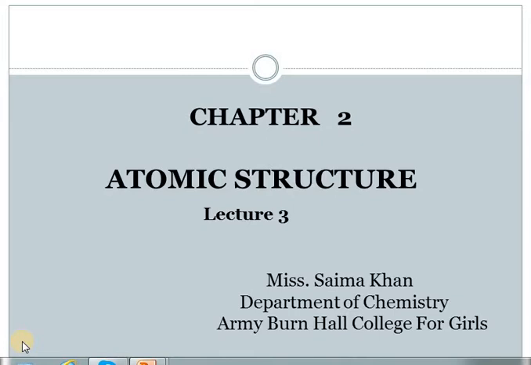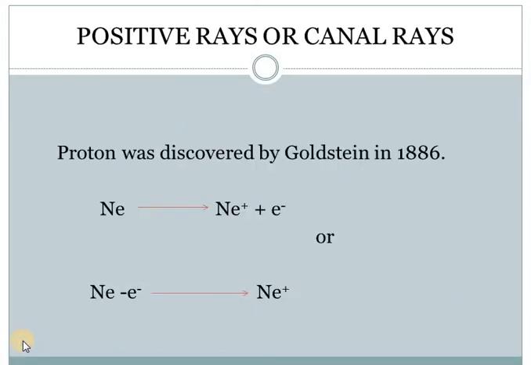Previously we have already done the discharge tube experiment, the discovery of electron, then we discussed the properties of electrons. After that we discussed the e/m ratio, charge to mass ratio, and at the end Millikan's oil drop method. Now we are finished with the electrons. Today we will study about the protons.